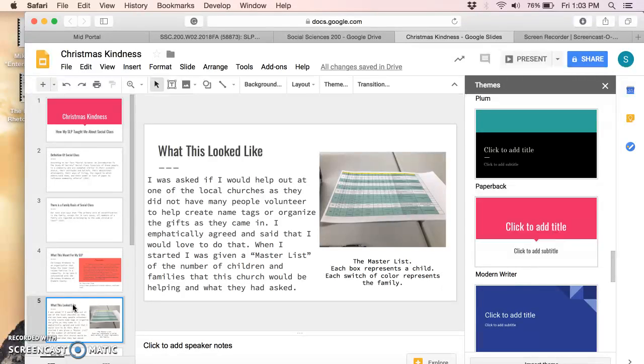I was given a copy of what was known as the master list. This contained all the children and all the families that we'd be helping, and on the side of the page I included a photograph of part of the master list. Each time the color changes from green to white, it represents a new family, and each box within that represents a child within that family.